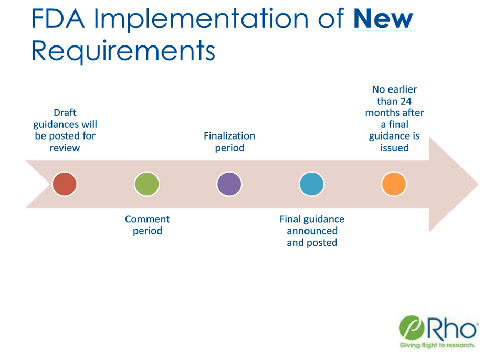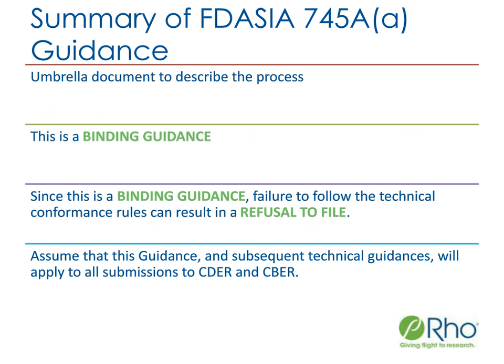Again, there are other similar examples that I suggest you read in the document that clearly outline when standards and formats will take effect. So briefly, a summary of the overall umbrella document guidance. As I mentioned, this is an overarching document that will serve to provide the process and outline for future, more specific guidance documents. This is a binding guidance, unlike most guidances released by the FDA. Since this is a binding guidance, failure to follow the technical conformance rules can result in a refusal to file. Generally speaking, our recommendation is that this guidance and subsequent technical guidances should be assumed to apply to all submissions to CDER and CBER.